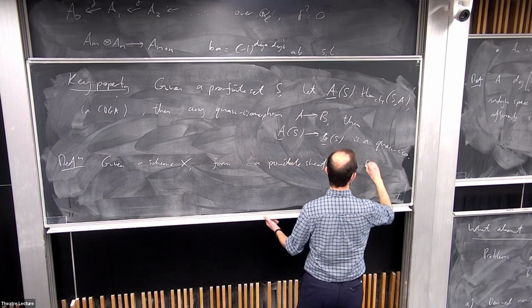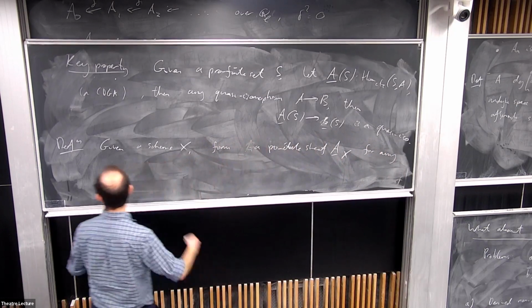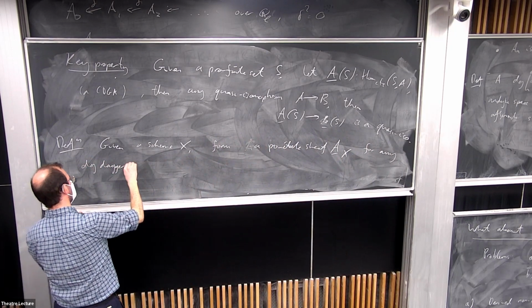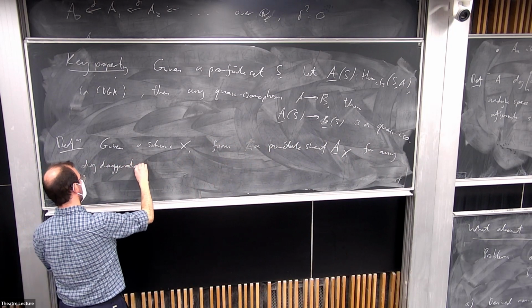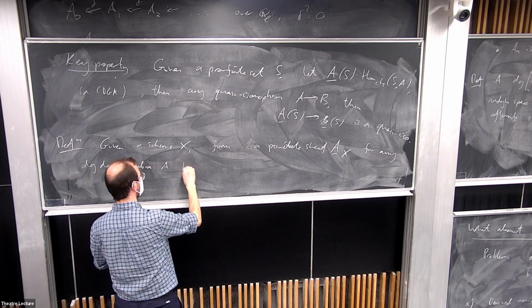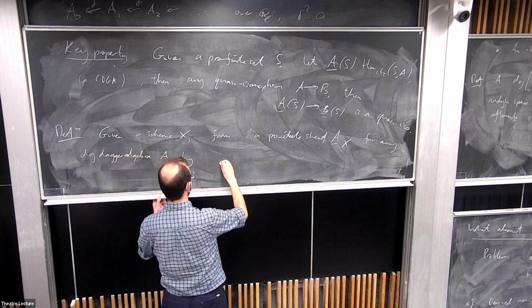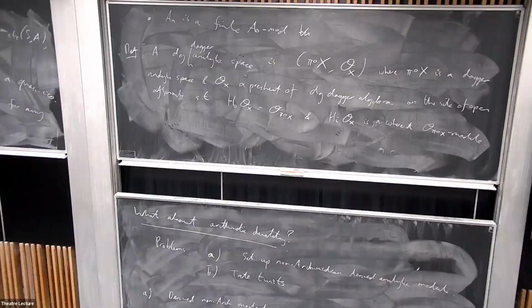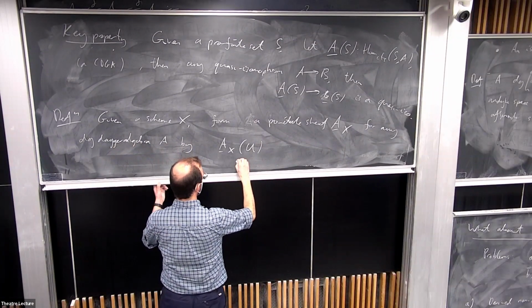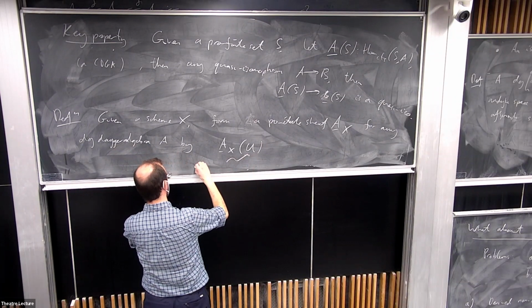A underline X for any DG dagger algebra. So we want to evaluate this on, this can be a pro-étale affine.